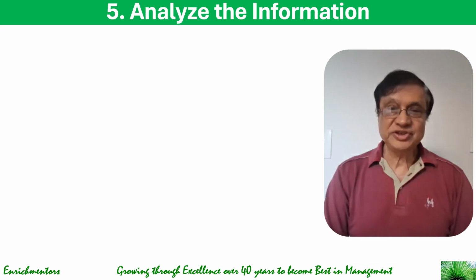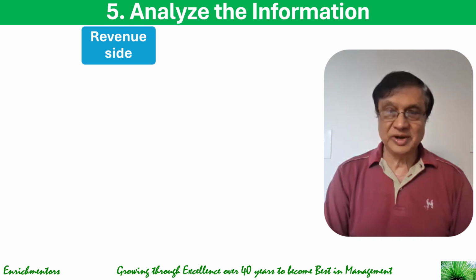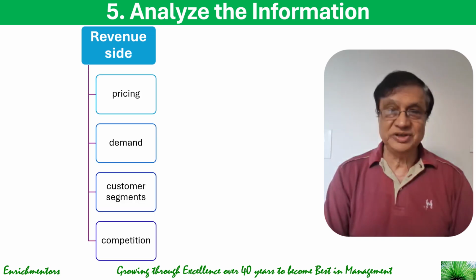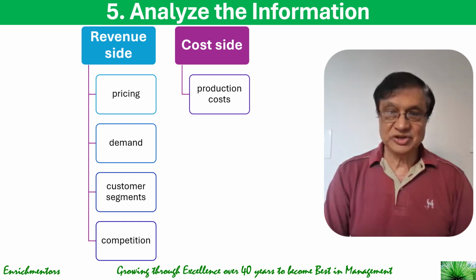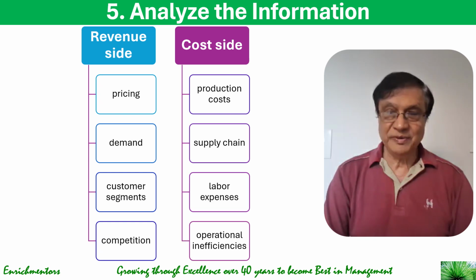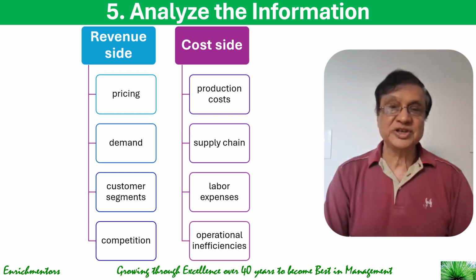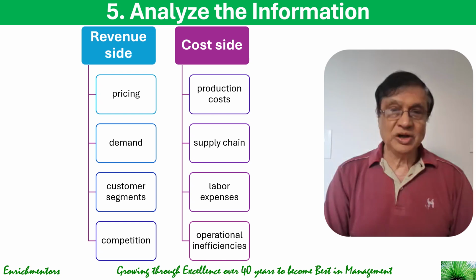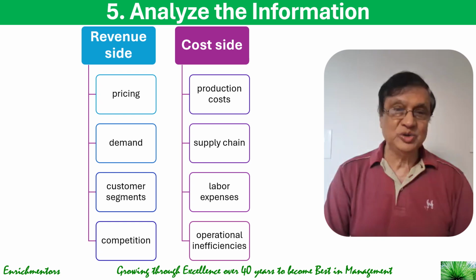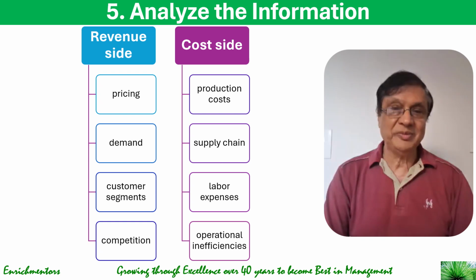Once you have the information, use logical thinking to evaluate the possibilities. Examples to explore: on the revenue side, you could look at pricing, demand, customer segments, competition. On the cost side, you could look at production costs, supply chain, labor expenses, and operational efficiency. And AI can provide more data or hints as the conversation progresses. This revenue and cost side information is only illustrative. It will depend on the problem model that you want to use. So on the basis of the model, you decide what additional data you need and use that to analyze the information that you have got from AI.